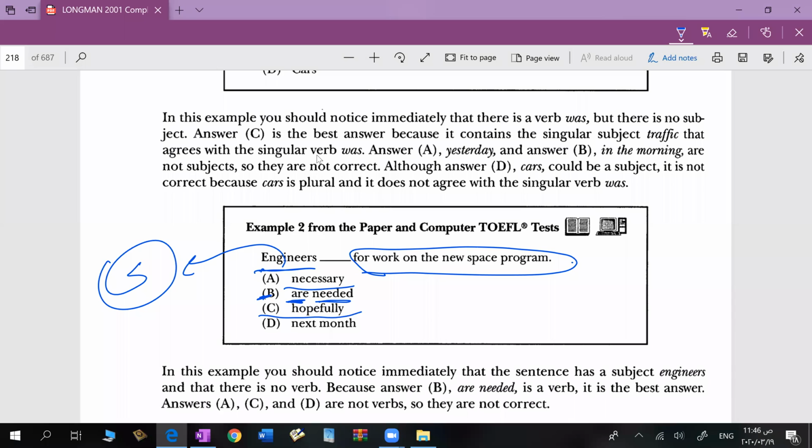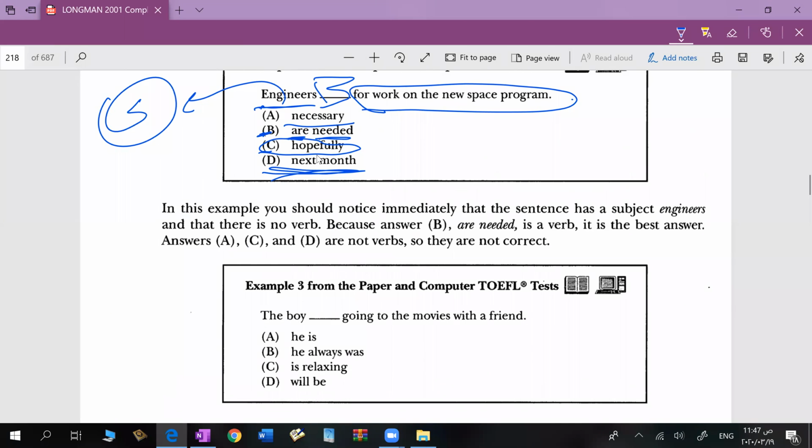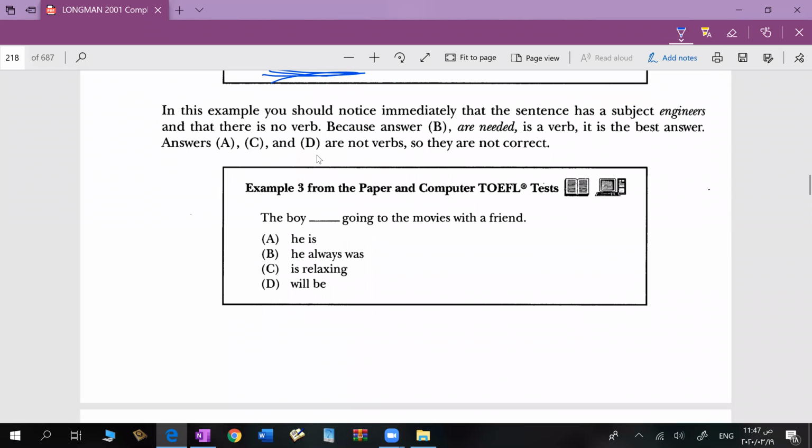And "hopefully" is an adverb. And "next month" is again temporal, this time. So the only possible answer is B. Why? Because we need a verb phrase. Engineers are needed for work. Okay? The boy going to the movies.